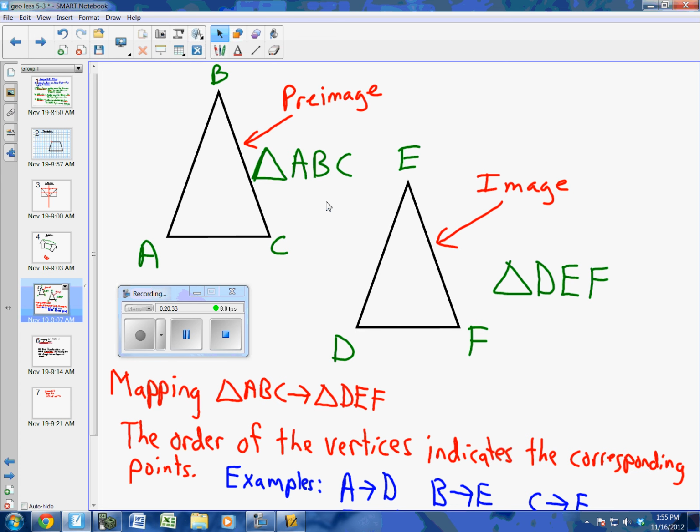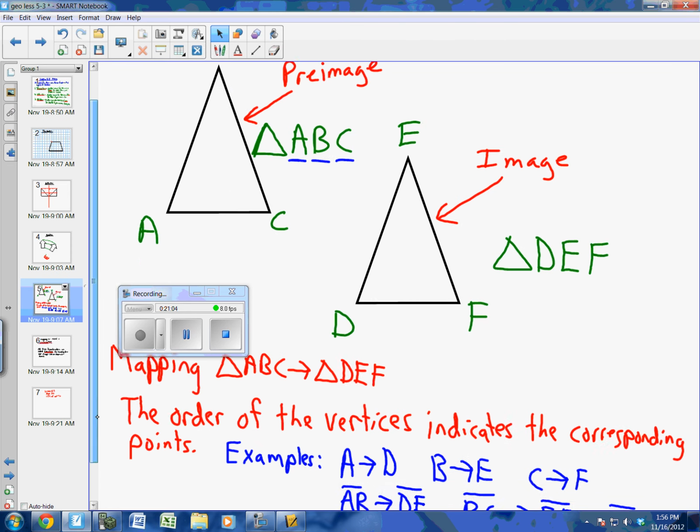And if you guys notice, we wrote this in the order of A, B, C. It really doesn't matter which order we write it in, but we went from A to B to C, so we have to go in that same order over here. So we got to start with the one that's an image of A. So what's the image of A? D. And then we went to B. So what's the image of B? E. So we had to go D, E, F in that order right there. Does that make sense?